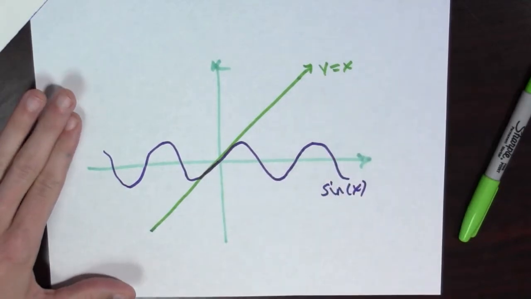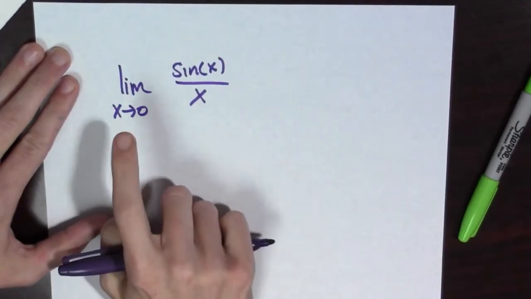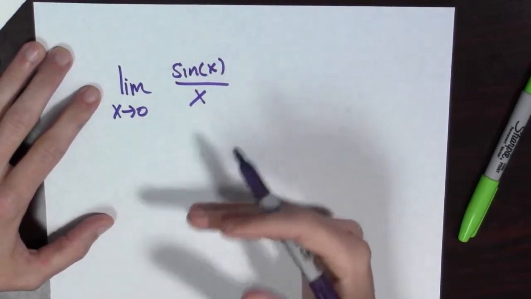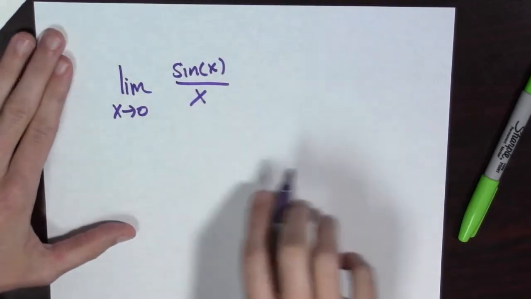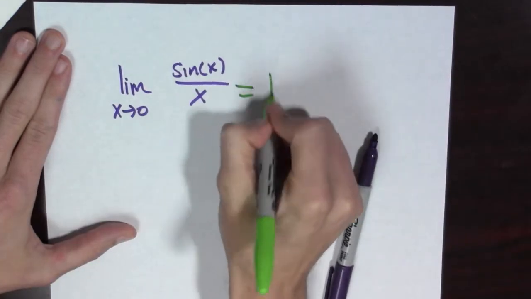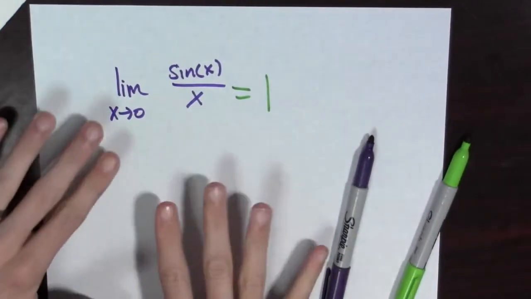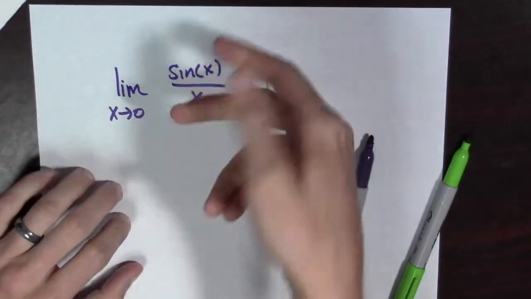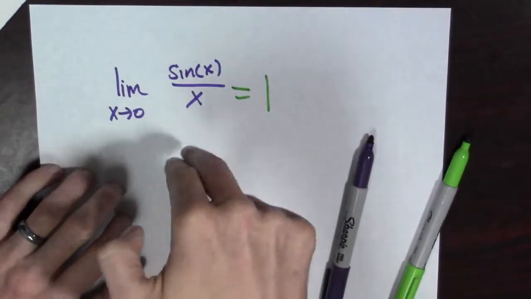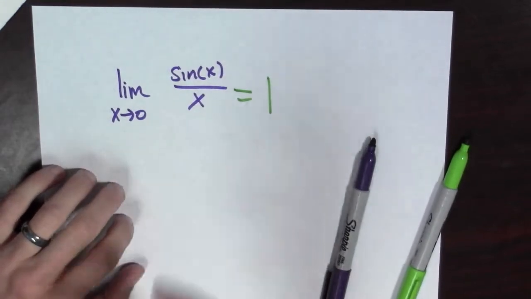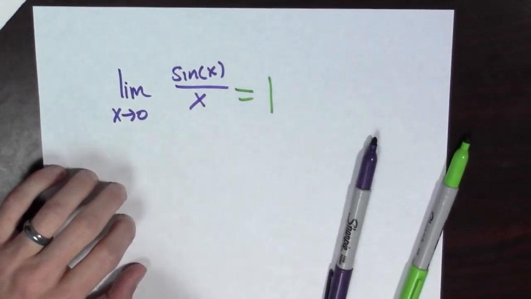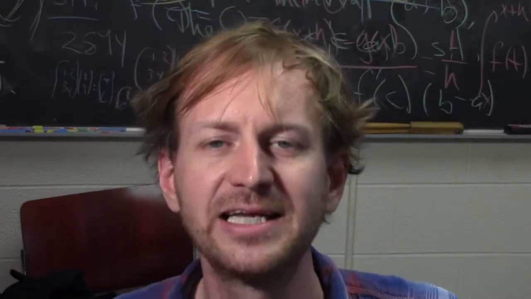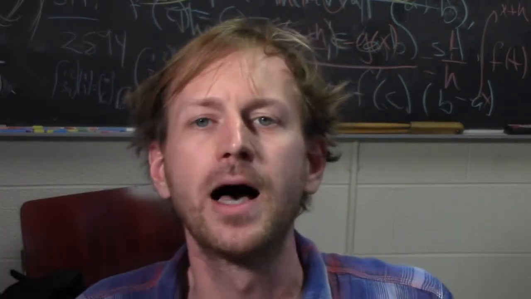y equals x here. Also, if you think about this limit here, limit as x goes to 0 of sine x over x, we worked really hard to explain that this limit is equal to 1. If you know that sine x, when x is small, is basically x, that really contains the same information as this limit.